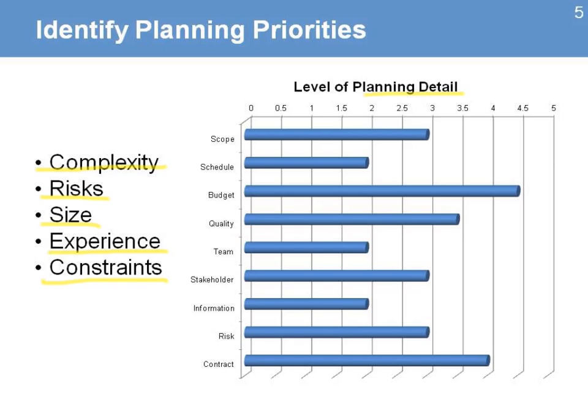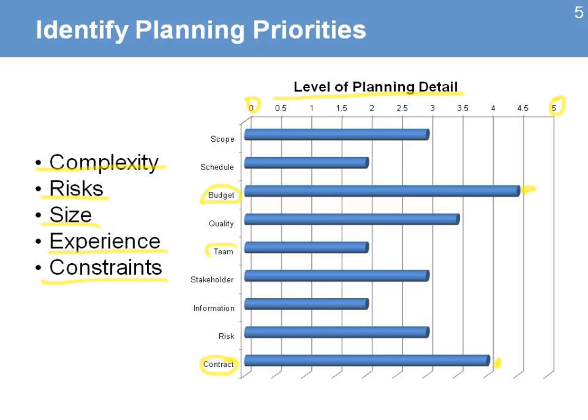In this example, we see a simple chart that you can use, ranking from 0 to 5, 5 meaning that I need full complete details of my plans. And in the example, we see that the budget and contract management plans will need more detail than the other areas. One of the reasons could be that the donor has a lot of requirements and that's a difficult project. And that's why you need to put more effort and time to develop plans that are more complete.